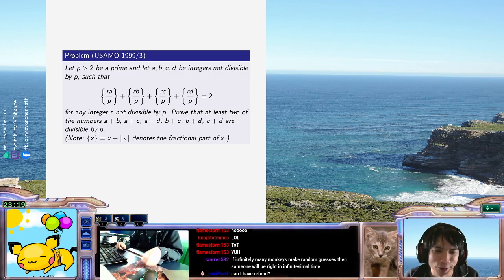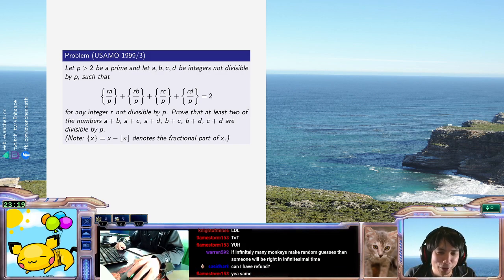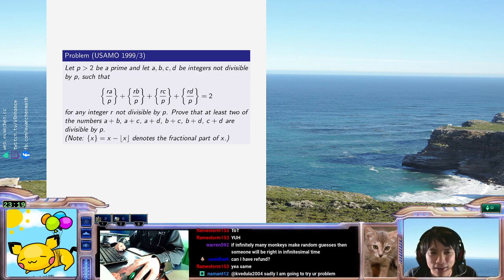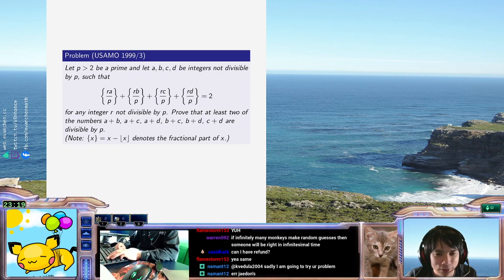I might do one more, I'm not sure, but I kind of have a mind to do IMO 1982 problem 1, because it's an IMO 1, so I think it'll go by quickly. We'll find out real soon. Flamestorm, yeah, if we don't get to your problem, I'll refund it at the end of the stream.